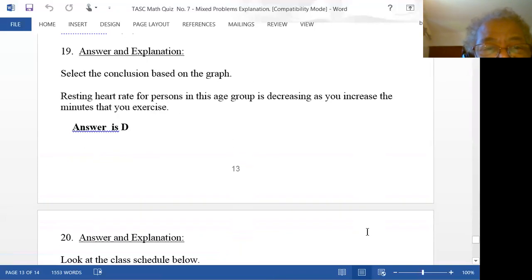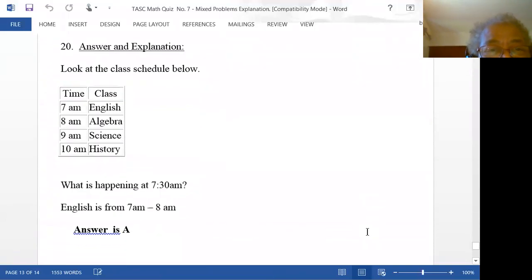And then our last question, we're looking at this class schedule and what is happening at 7:30 a.m. Now notice all of your classes are 1 hour. So English is from 7 to 8 a.m. 7:30 is between that time. So what is happening? A, the English class.